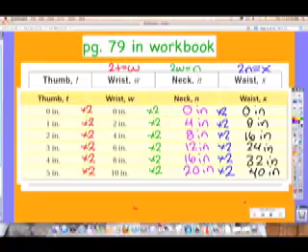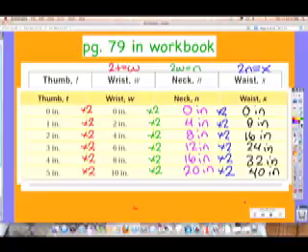So, again, direct variation is always multiplying. Guys, did we multiply from thumb to wrist? So is that a direct variation? Did we multiply from wrist to neck? Is that a direct variation? Did we multiply from neck to waist? Is that a direct variation?